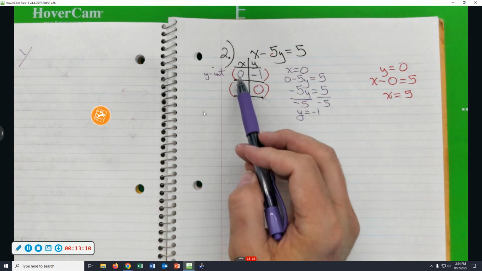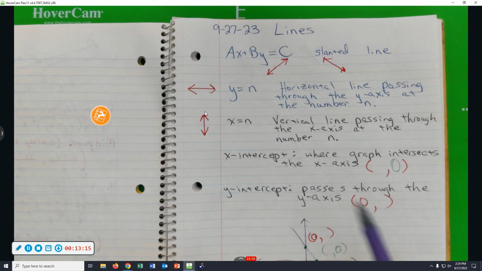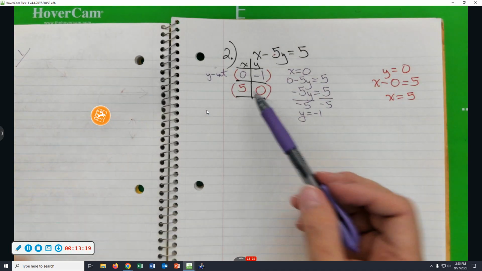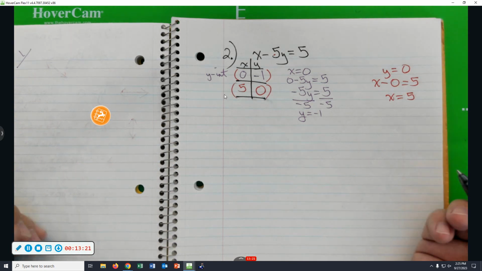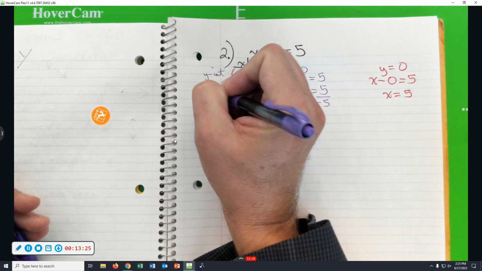Remember I said the y-intercept will occur when x is equal to 0. What about the 5, 0 then? It has to be the x-intercept, I agree.